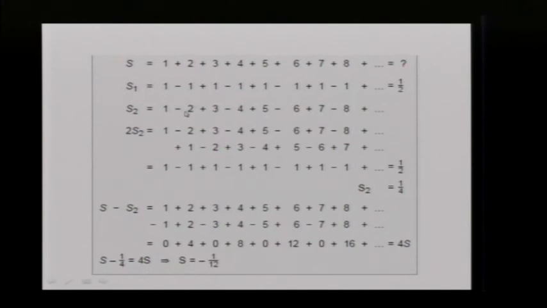Then he adds two of those series, but he adds it in a slightly different way. Because this is going to infinity, he displaces this by one place. So, you have 1 minus 2 plus 3 minus 4. Here's the same thing, 1 minus 2 plus 3 minus 4 like that, but displaced by 1. It doesn't matter because it's going all the way to infinity. Now, he adds this. What does he get? 1 minus 1 plus 1 minus 1 plus 1 minus 1. He gets S1. So, the value of S1 he knows is half. So twice S2 therefore is half, and then S2 equals quarter.